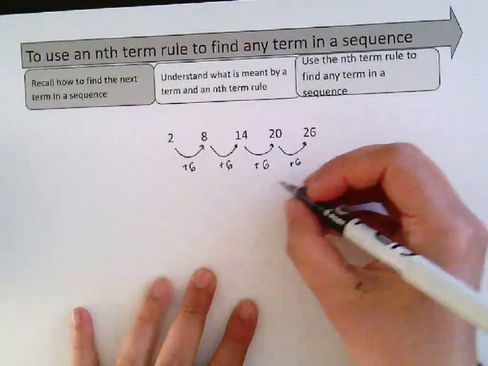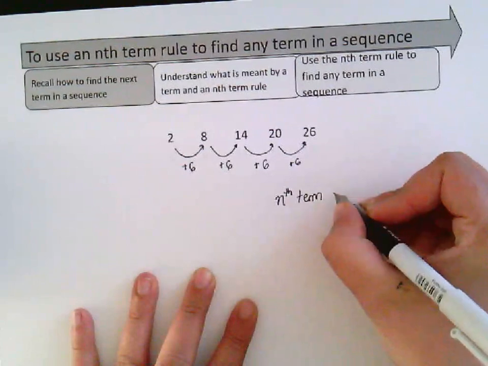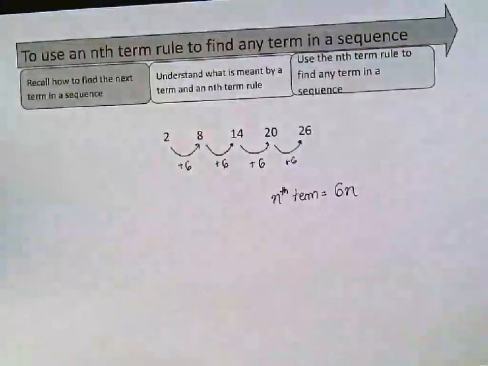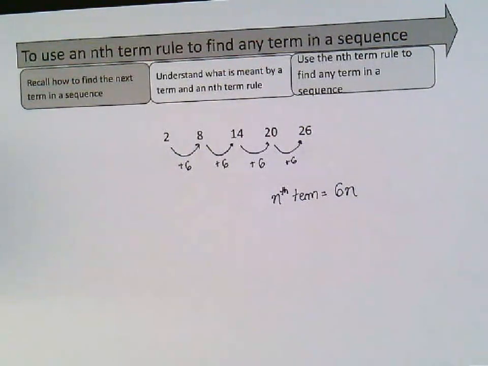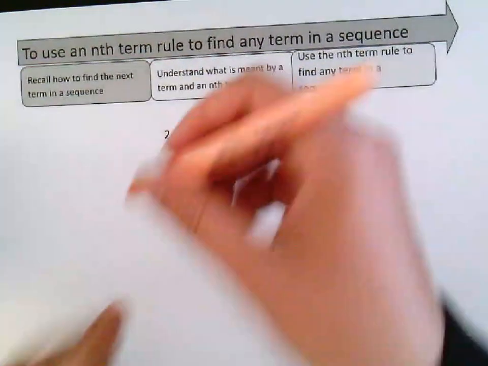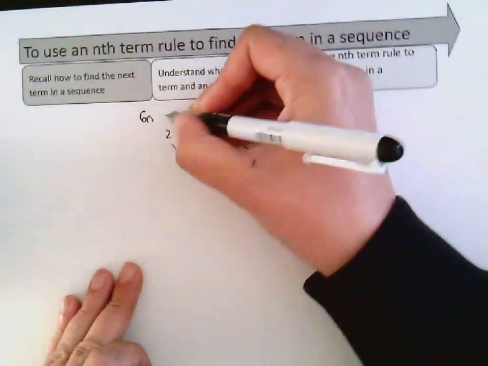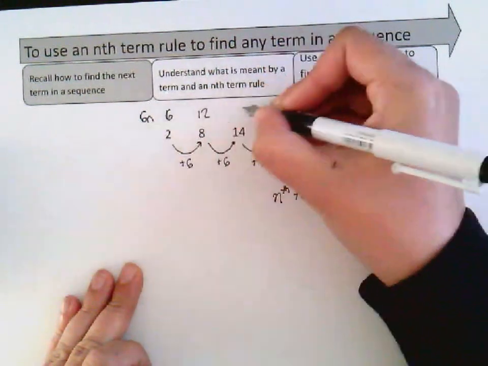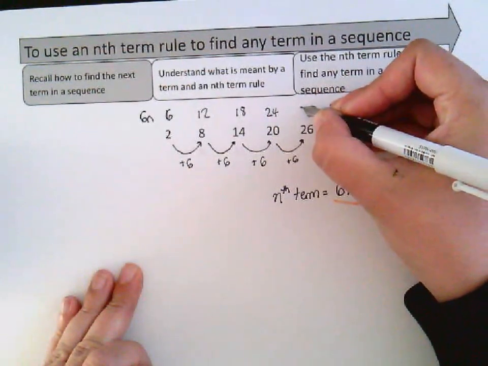It would be your 6 times table, which means if you want to create a rule for this, you've got to create a gap of 6. Which means your rule would start with 6n. Now, that there creates your 6 times table. So what I'm going to do above my sequence, I'm going to write what my 6 times table actually is. 6, 12, 18, 24, 30.